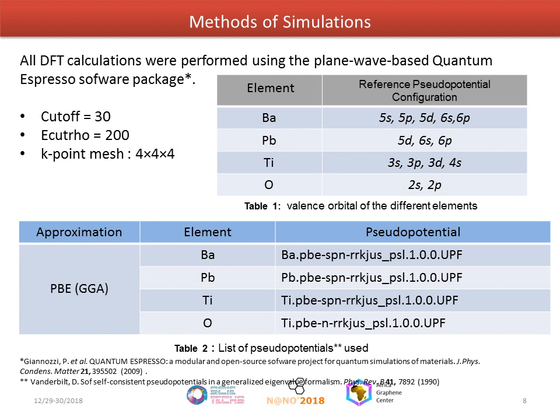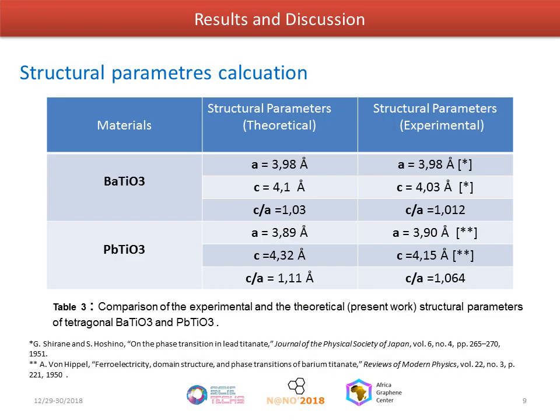To validate our calculation, we compare the results obtained with the experimental results. Results calculated for barium and lead titanate are in agreement with previously published experimental results. The calculated relaxed lattice parameters give a c/a ratio of 1.03 for barium titanate and a ratio of 1.11 for lead titanate, and we find that the materials preserve the tetragonal structure.